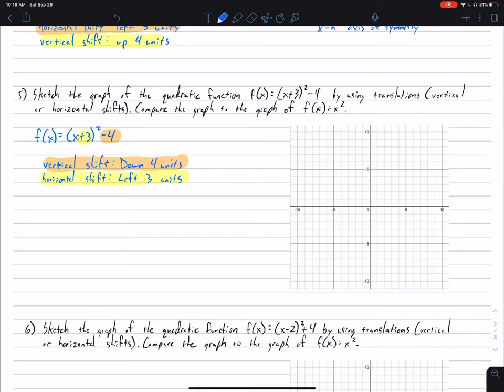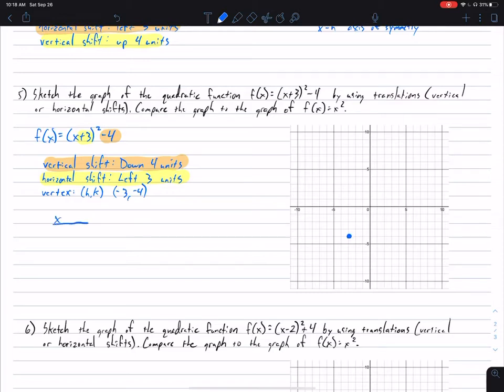All right, it doesn't ask me for my vertex, but the vertex is always helpful. So my vertex for this problem is going to be, remember, it is h, k. So that's going to be negative 3, negative 4. So I'm going to plot that. Negative 3, negative 4 is going to be right here. And that makes sense from my shift standpoint, my translations. It went left from the origin and then down 4 places.